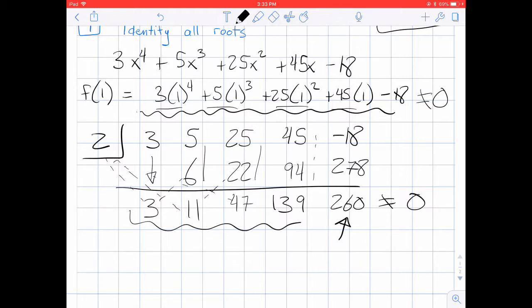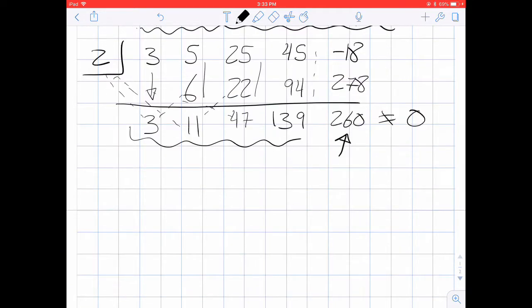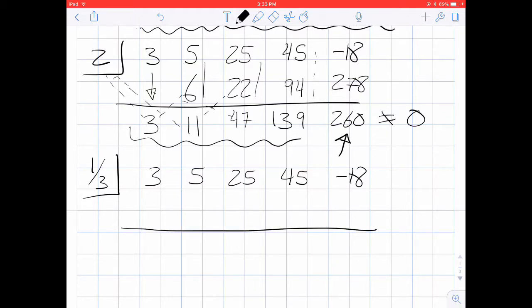Well, the positive 1 and positive 2 didn't work. I happen to have some inside information on this one, and I'm going to recommend that we try 1/3. Drop down the 3, multiply it by a third, that's a 1. 5 plus 1 is 6. Multiply it by a third, that's 2.